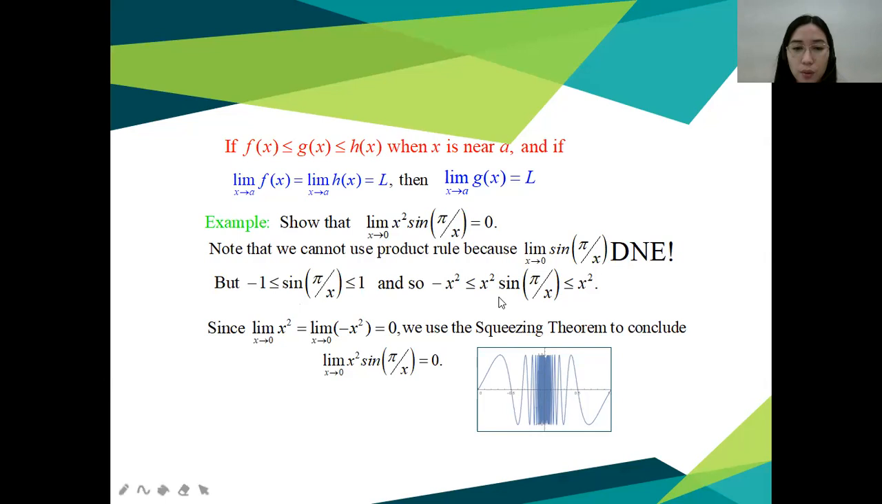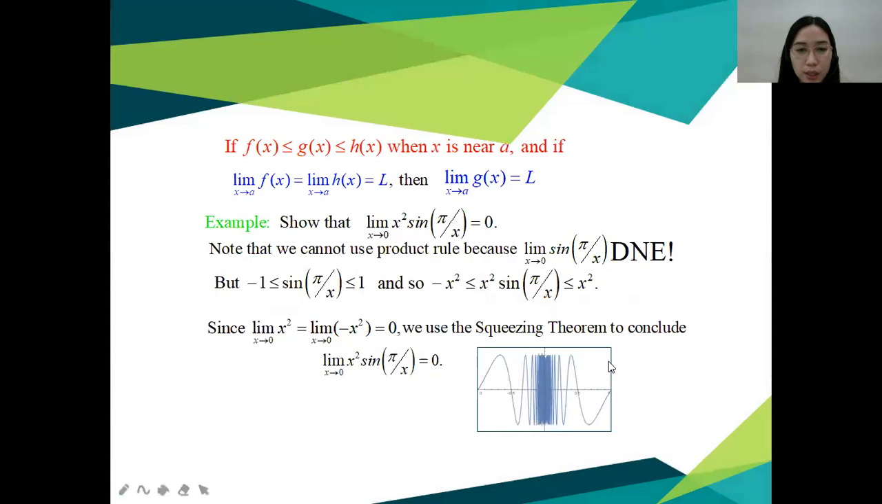Then we substitute the value of x. So we have negative x squared less than or equal to x squared sine pi over x, less than or equal to x squared. And since the limit of x squared as x approaches 0 is equal to the limit of negative x squared as x approaches 0, they are both equal to 0. So we use the squeeze theorem to conclude that the limit of x squared sine pi over x as x approaches 0 is equal to 0. Okay?